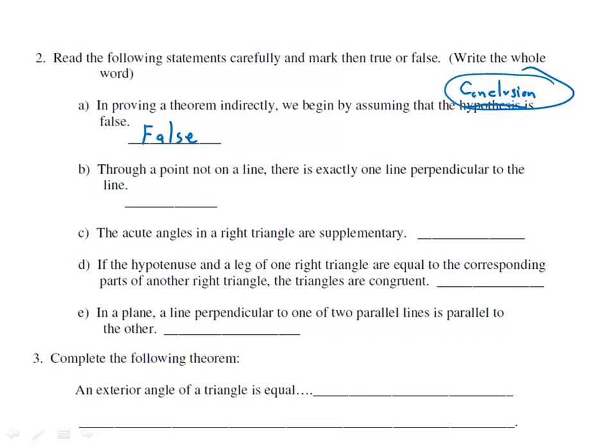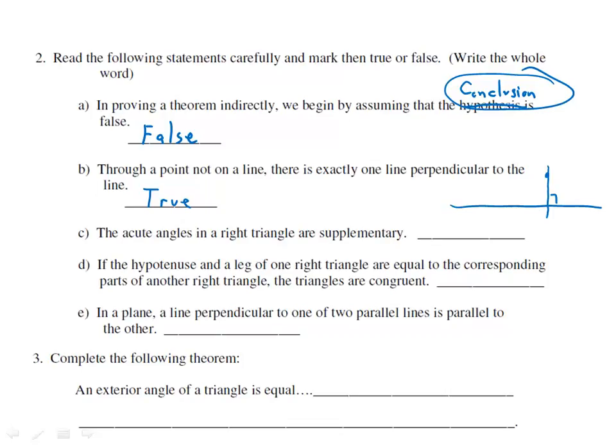B, through a point not on the line, there's exactly one line perpendicular to the line. That is true. You might say, well, hold it, that's supposed to be the parallel postulate because it's worded like it. But think about it. If there's a point not on the line, how many lines are there that are perpendicular to this line here? There's only one, and that's the one that is perpendicular to it, right?